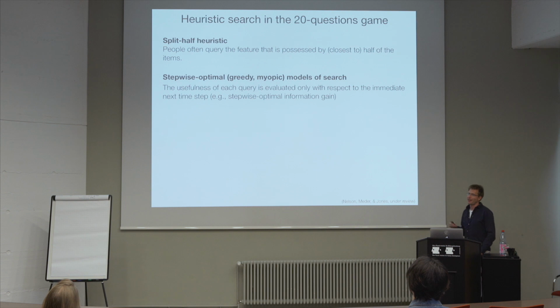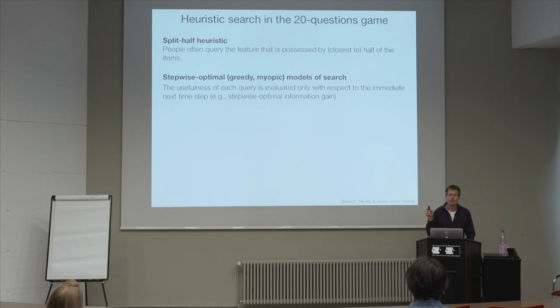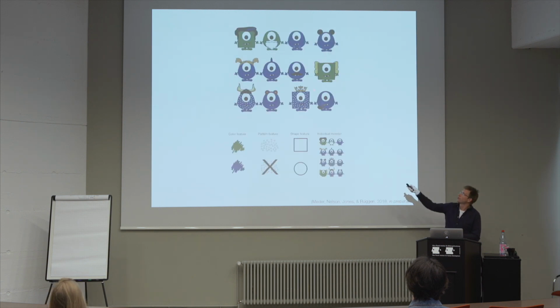Let me see. One strategy that has been observed is what we call the split half heuristic. What adults, and children when they get older, do is query a feature that is possessed by closest to half of the items. Ideally you would have a feature that splits exactly half the hypothesis space, which in this case is not possible, because the best split you can achieve is 3 versus 9. But that's better than, say, the pattern feature, which has a split of 2 against 10, and the individual monster has 1 against 11.